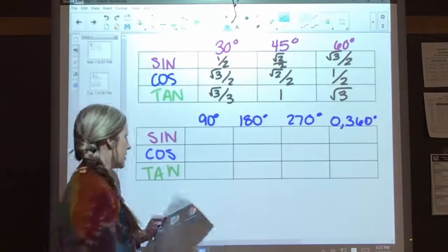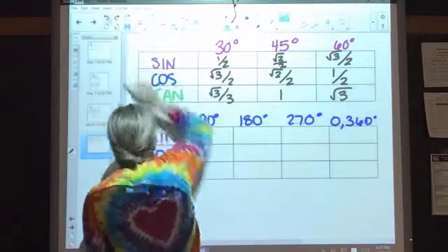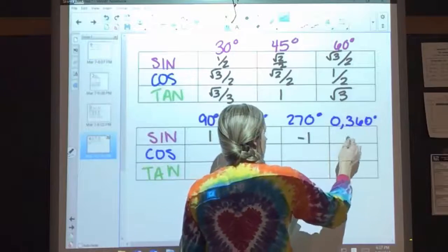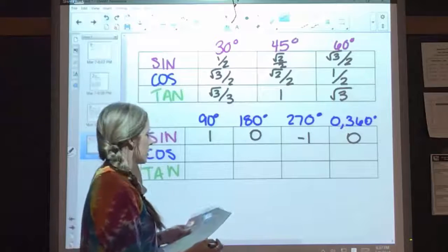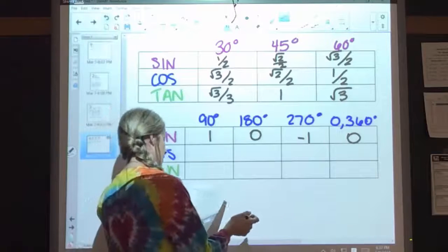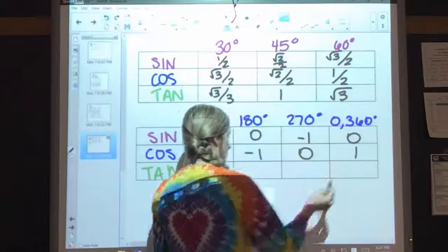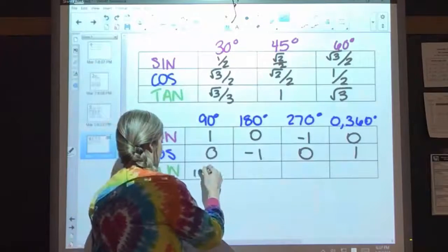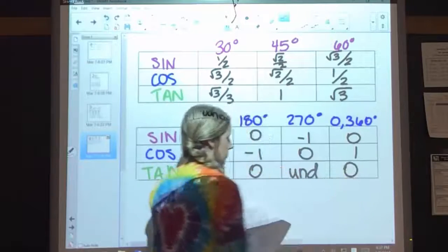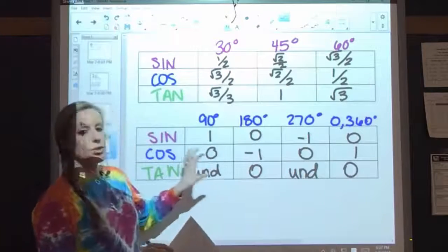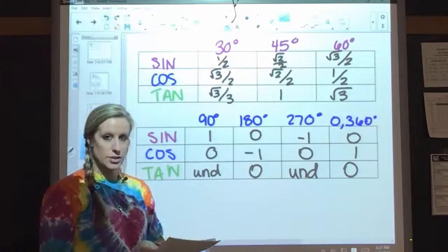Sine of 90 degrees, we found out it was 1, and then 0, 0, -1, 0. Okay, cosine, we have 0, -1, 0, 1. And tangent, we have undefined, 0, undefined, 0. Okay, so we're going to use these tables to figure out the following questions there.